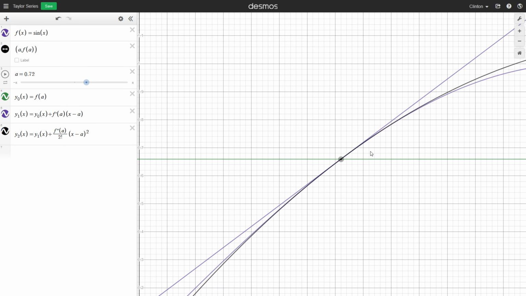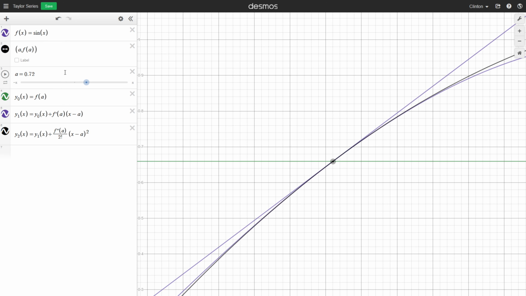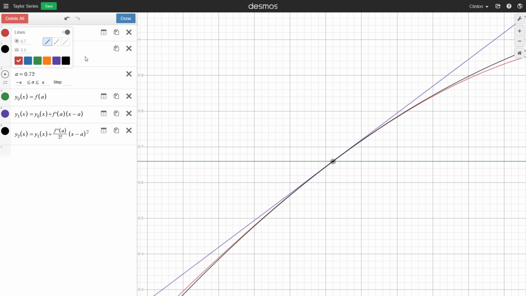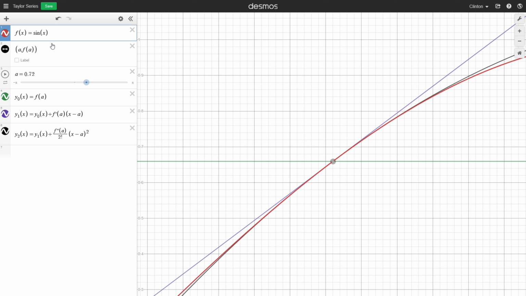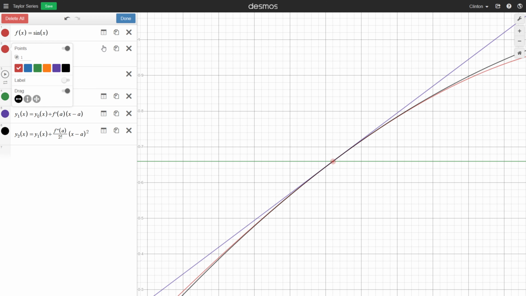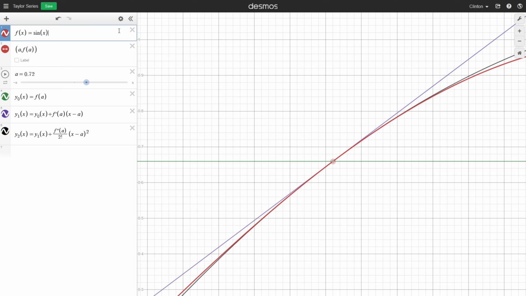So let's zoom in a little bit more. Let's change the color of sine. I want to make that something a little bit more bold. Let's make that red. I want that to stand out a little bit more. And we'll also make this point red just to match. Okay, there we go. So now we can see that the red curve is the actual sine. That's our function we're trying to approximate.